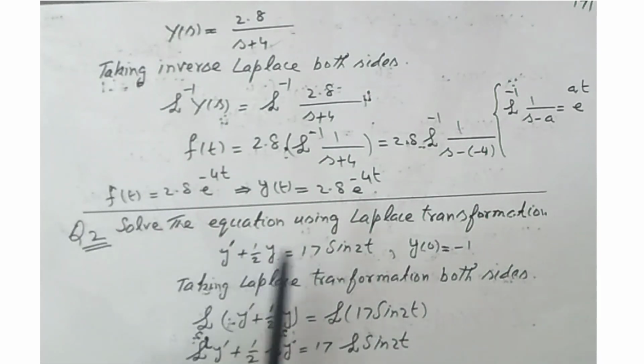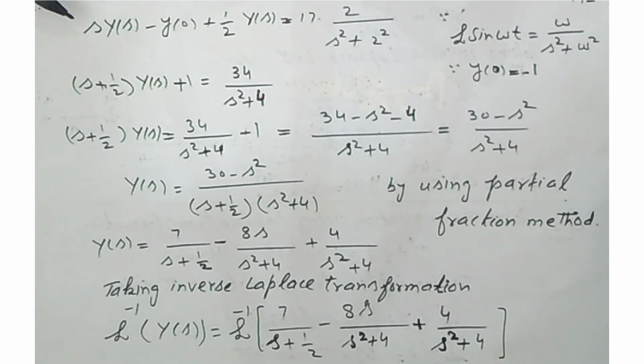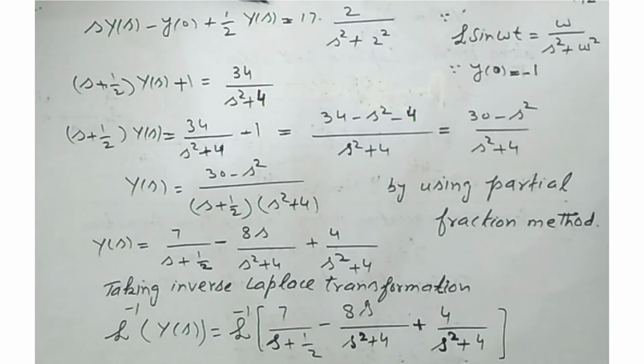Now question 2, solve the equation using Laplace transformation. y' + (1/2)y = 17 sin 2t, y(0) = -1. So again we repeat the step, taking Laplace on both sides. This becomes Laplace of y' + 1/2 Laplace of y equals 17 Laplace of sin 2t. Now use the formula. We have sY(s) - y(0) + 1/2 Y(s) equals 17 into 2 over s² + 4².